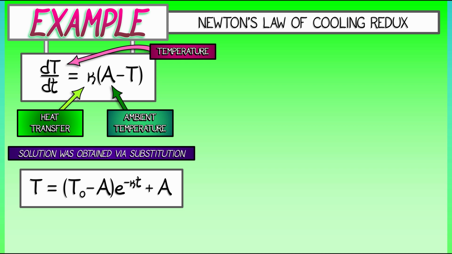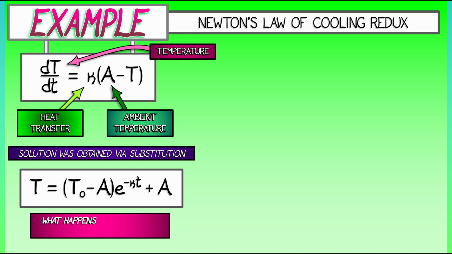And what that means is that the temperature of the body is exponentially moving towards the ambient temperature. That was really nice, really simple. But what happens if that ambient temperature is changing? It's a function of time. We now have a non-autonomous differential equation, an affine differential equation to which our methods apply.